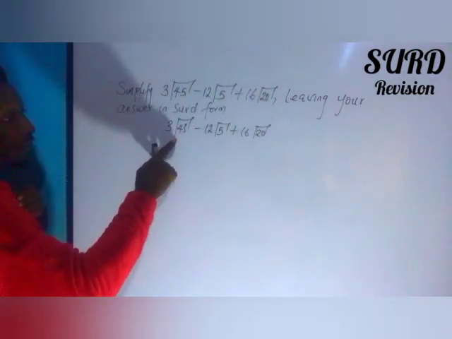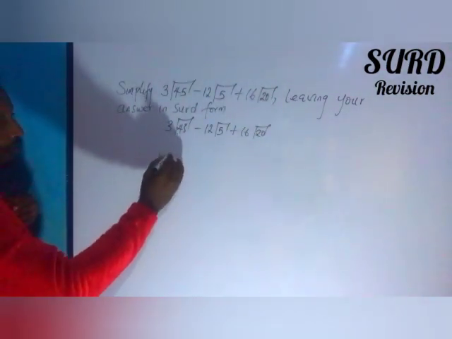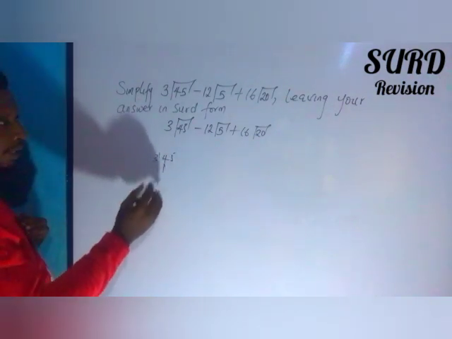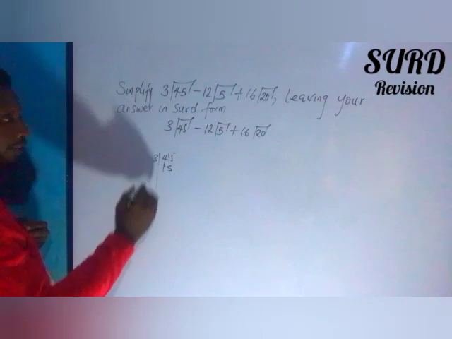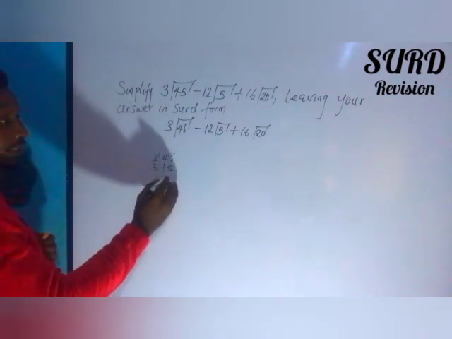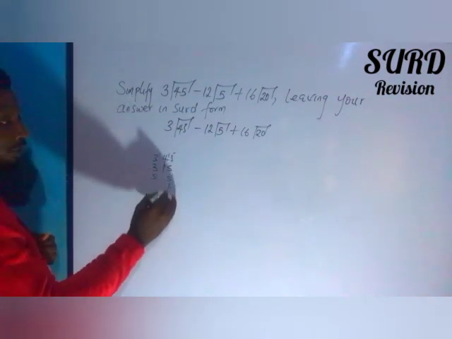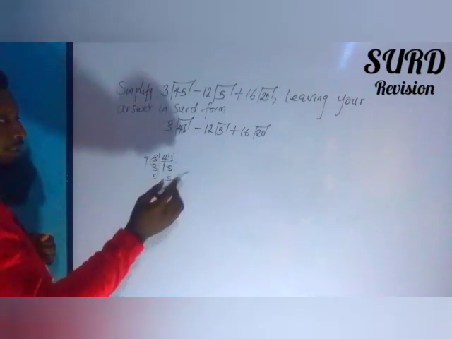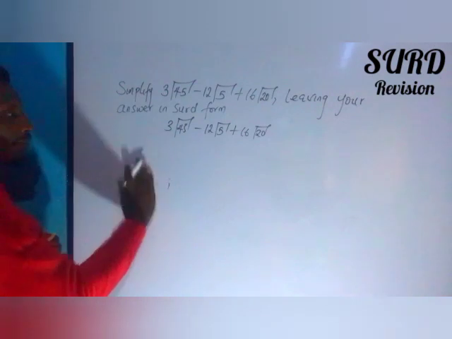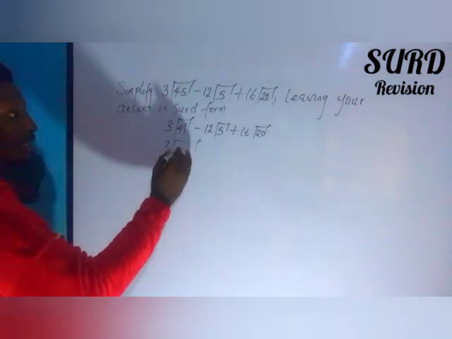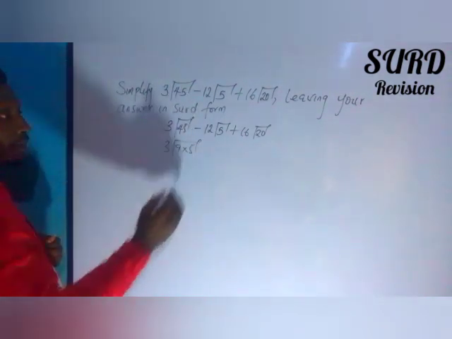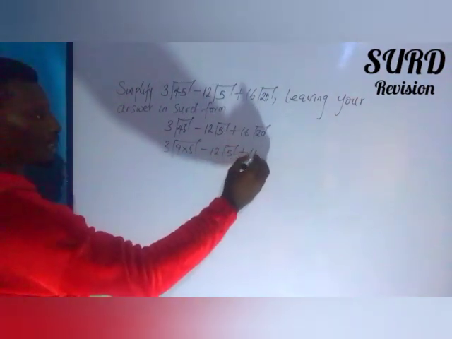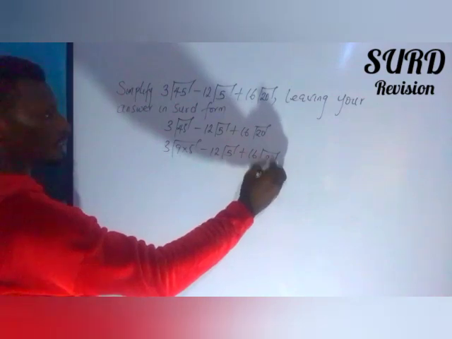So 45 can also be written as: 3 into 45 is 15, 3 into 15 is 5, and 5 into 5 is 1. You take the pairs, that is 3 and 3 is 9. So 45 can also be written as 9 times 5. So therefore we have 3 surd 9 times 5 minus 12 surd 5 plus 16 surd 20.